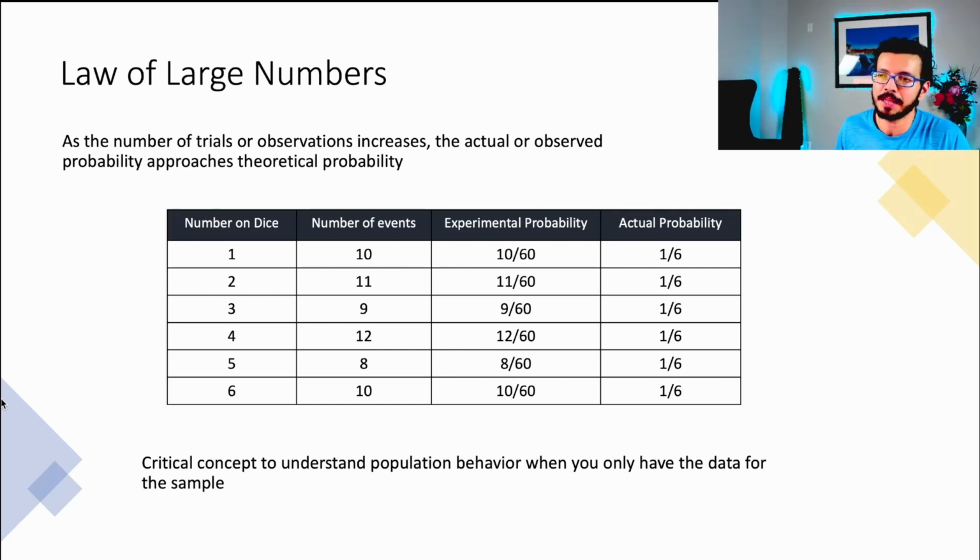Now, this theorem says that as the number of trials or observations increases, the observed probability approaches the theoretical probability. What does that mean? Let's say in the same example that we just saw, you have the experimental probability, which is 10 upon 60, 11 upon 60, and so on. But then if you conduct this experiment an infinite number of times, so let's say you have a ton of resources and you do the experiment an infinite number of times, then your experimental probability will start to converge with your actual probability, which is 1 upon 6. When you do that, you will see that both of them are in a very similar range. Now, this is a very powerful piece of information.